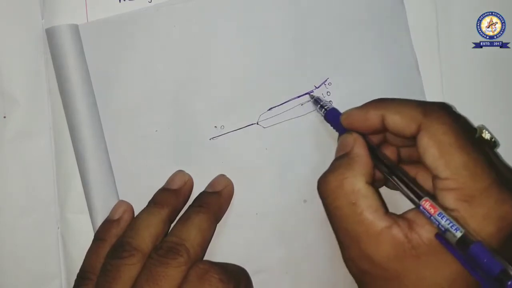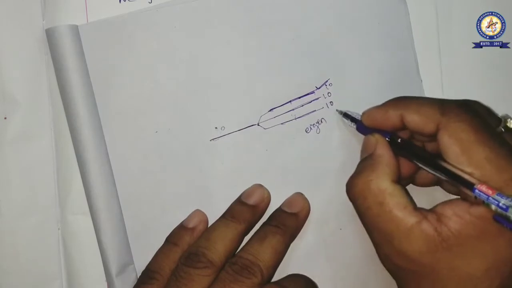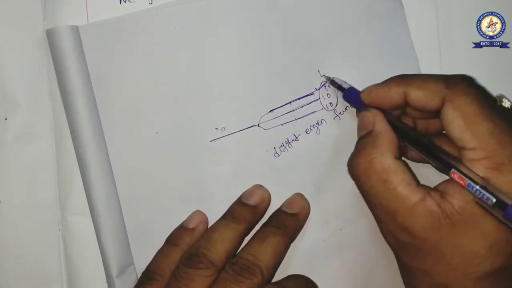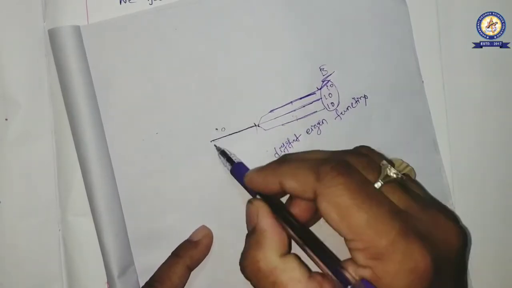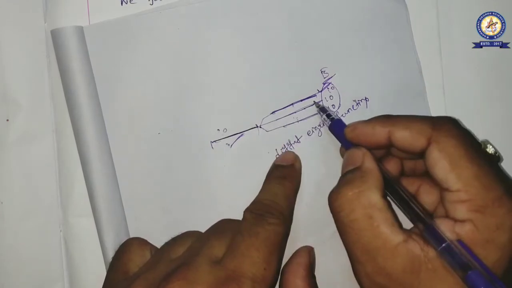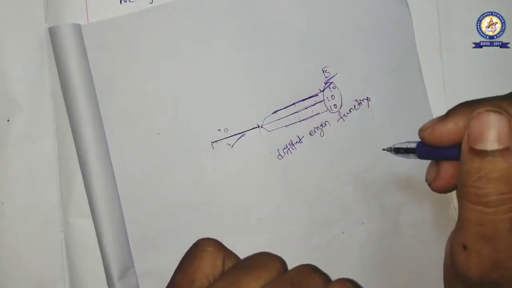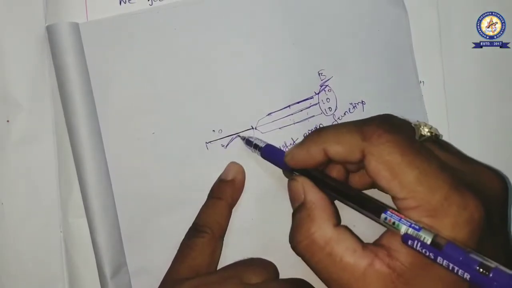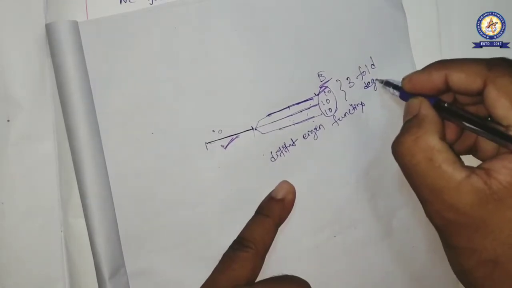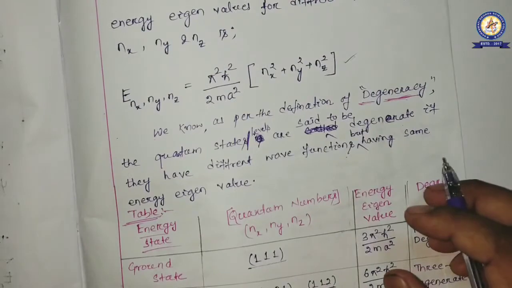but as these states are different, these states have different eigenfunctions but the same energy eigenvalue for a corresponding parent state or parent level. That means the parent level has been disintegrated or degenerated into three energy states by some means. Due to some causes, it has been degenerated. So here, as this parent energy level has been degenerated into three, it will be called three-fold degeneracy.